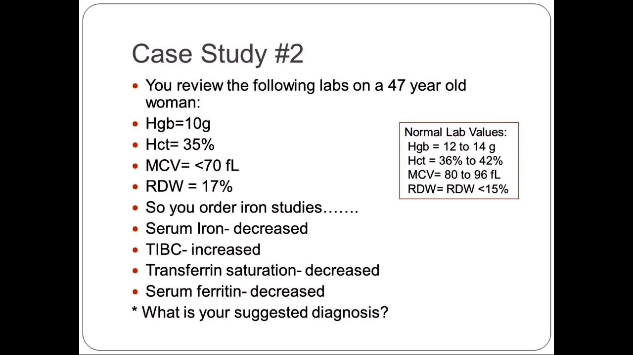Okay, and the answer is she has iron deficiency anemia. So most likely, she's 47, she's still menstruating. Maybe it could be from that. Maybe she has heavy periods. We'd have to find out a little bit more about her.